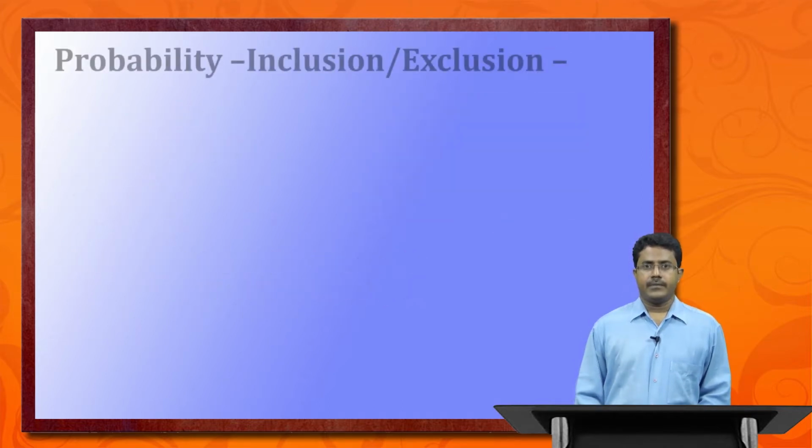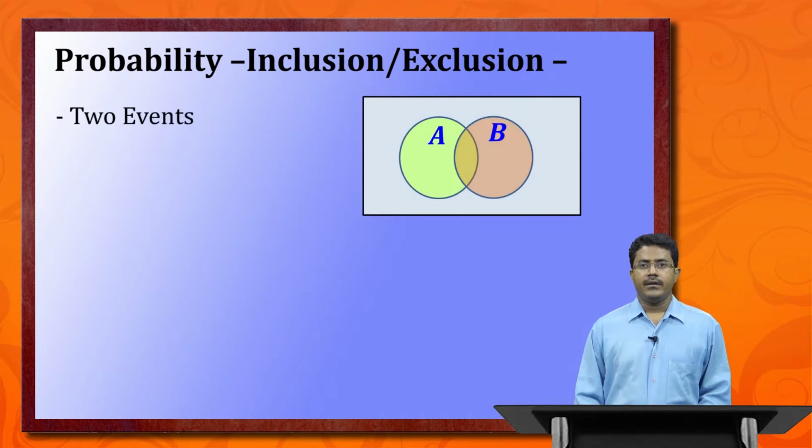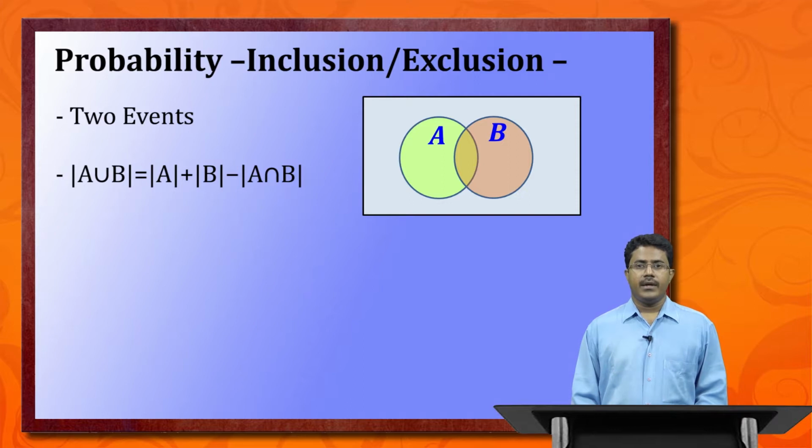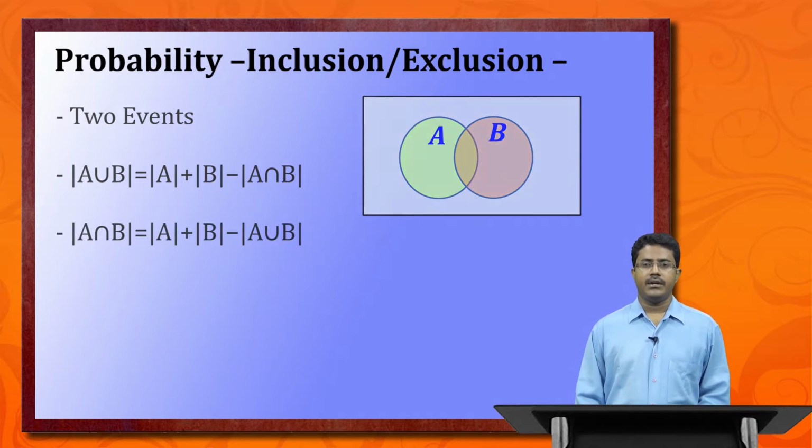Now we will apply a new principle in probability, inclusion and exclusion. For two events, if A and B have an intersection, then A union B equals A plus B minus A intersection B. Similarly, we can say A intersection B equals A plus B minus A union B.